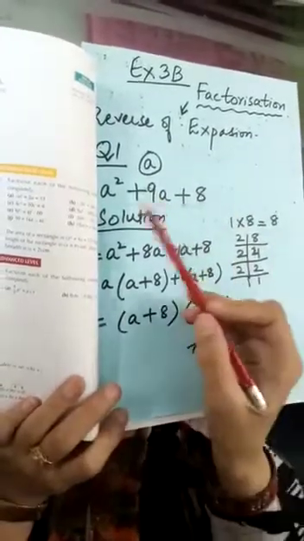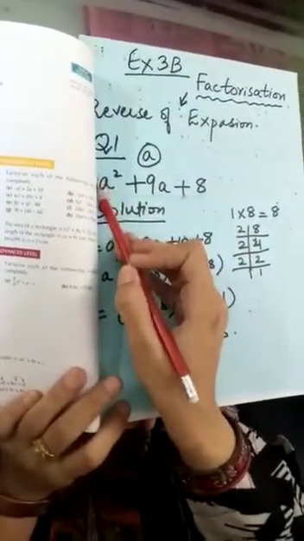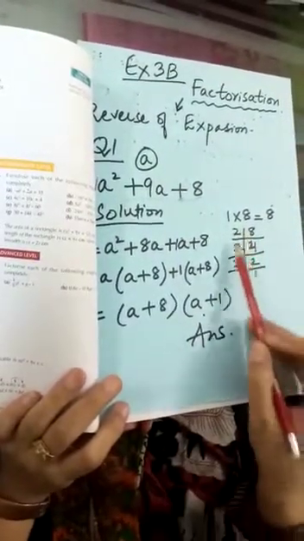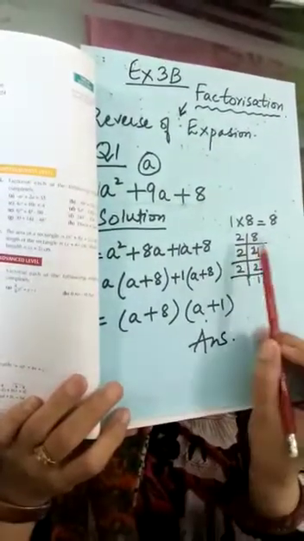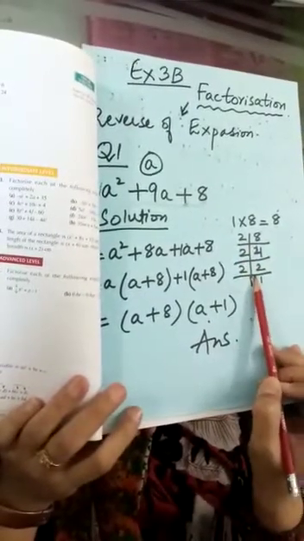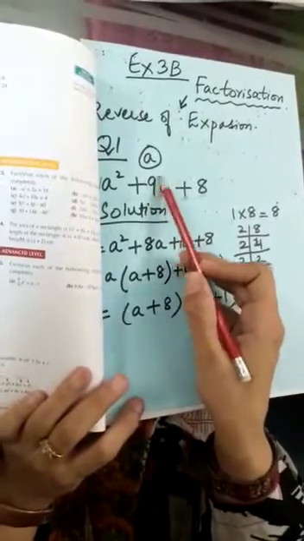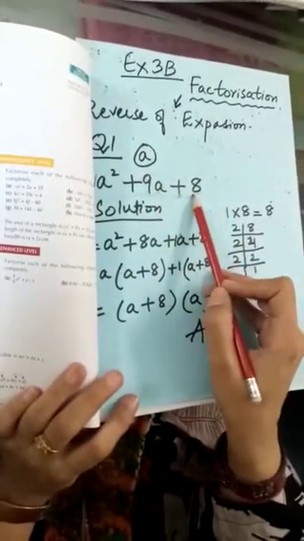So what will you do? The first digit, you are seeing no number is there, it means 1. When you multiply 1 by 8, it will become 8. Now make the LCM of 8: 2 4s are 8, 2 2s are 4, and 2 1s are 2. When you add, you have to get 9, and when you multiply, you have the number 8.